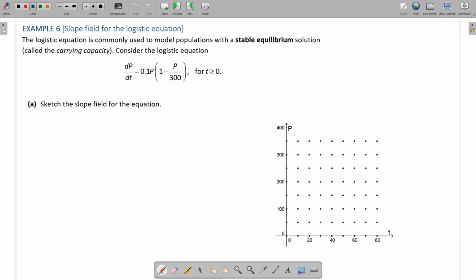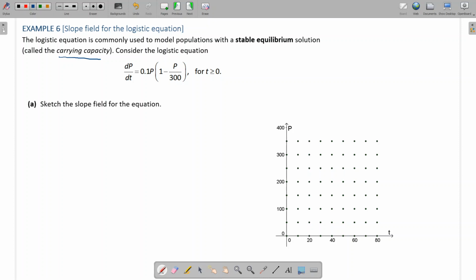Okay, this is our last slope field example before we do Euler's method. So this is an application problem. It says the logistic equation is commonly used to model populations with a stable equilibrium solution. That stable solution is oftentimes called the carrying capacity. The logistic equation is the solution to this differential equation.